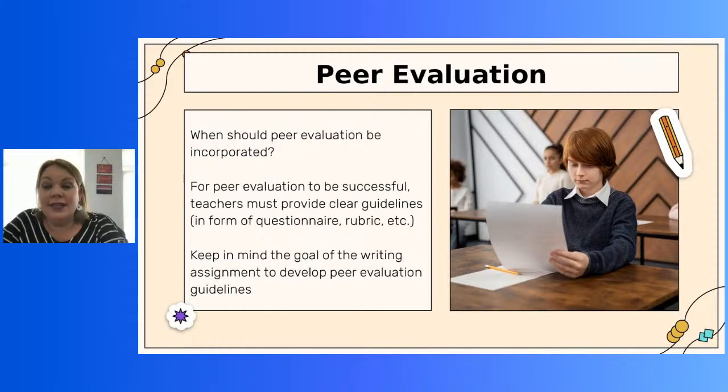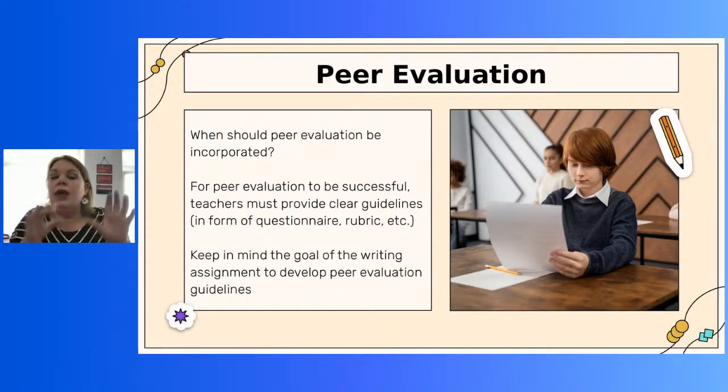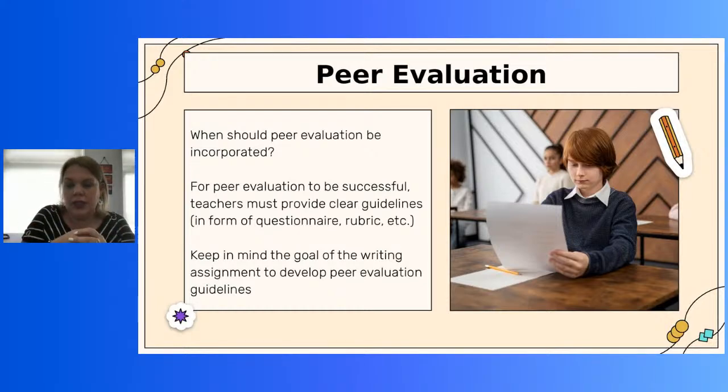I think Edison has an important comment where he says along the whole writing process, yes, we can involve them in different ways. We can have peers focus on different things. Maybe the first draft, we have them focus on vocabulary, grammar, and mechanics, but maybe the next draft, we have them focus on content and organization or something. We can do it that way, yes. But in most cases, it's most appropriate to incorporate it before the teacher's revisions come, okay?